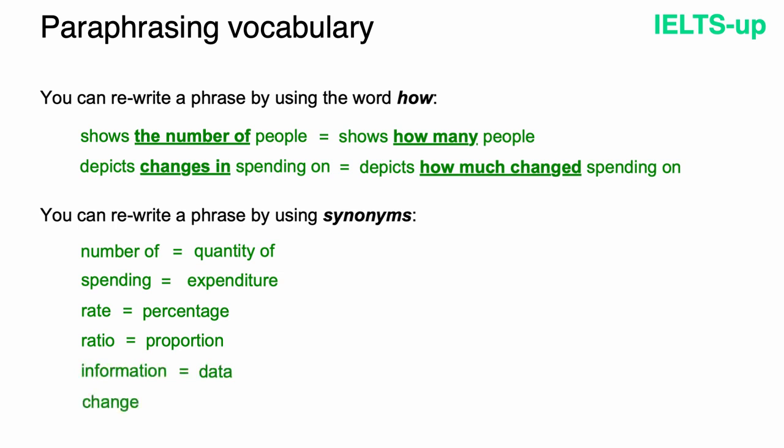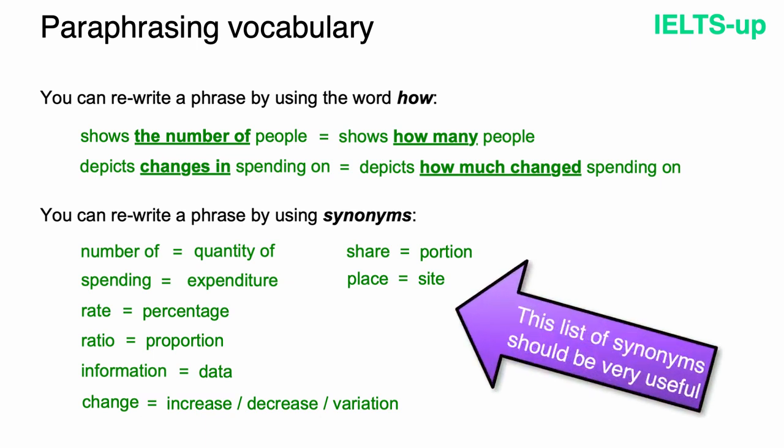Change can sometimes be replaced by increase, decrease, or variation. Share is equal to portion, and place is equal to site. These phrases often come up in IELTS Writing Task 1, so this list of synonyms should be very useful. It's good to remember those words.